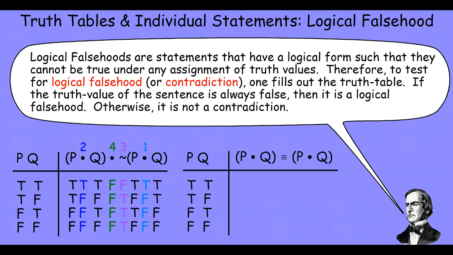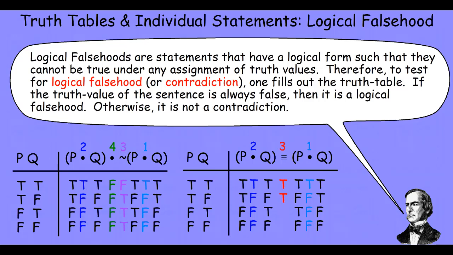So here we have a different formula. Again, we copy our guide columns. Again, we work from the logical connectives in the most number of brackets, again, both dots. So here's one, here's two. Then we go to the logical connective in the least number of brackets, and that is our triple bar. Triple bar says, I'm always true when they have the same truth values. I'm always false when they have different truth values. So we fill that out, and it's always true.